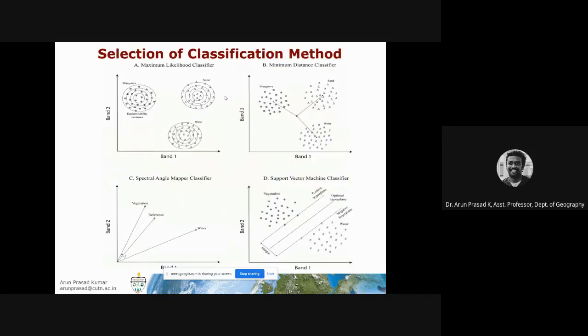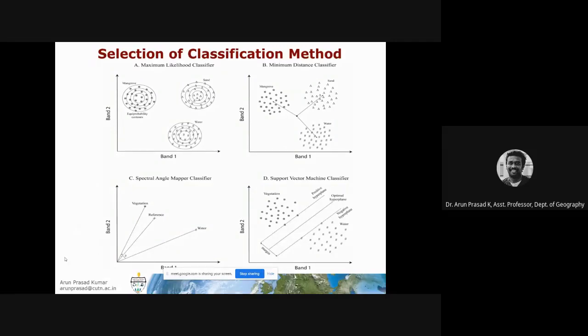And for classification methods, we have different methods available: maximum likelihood, minimum distance classifier, parallelepiped classifier, many classification methods are available. Spectral angle mapper and support vector machine classifiers are the most used in the classification of hyperspectral data. Because in spectral angle mapper, the reflectance is a function of the intensity in different bands of multidimensional data.